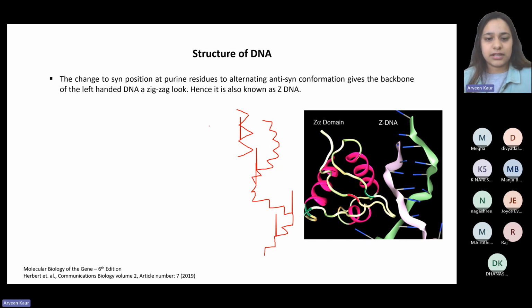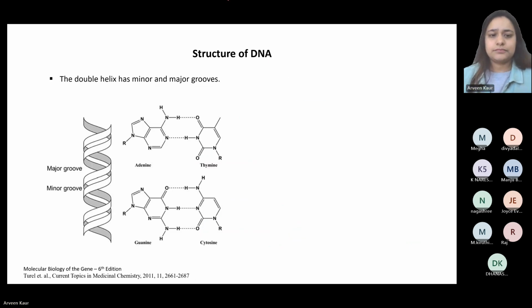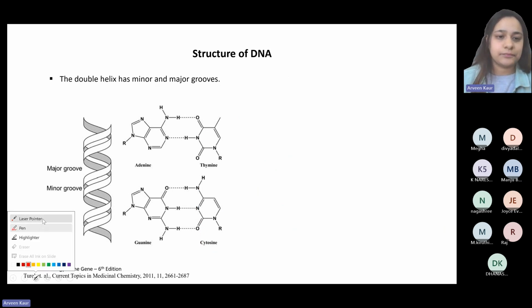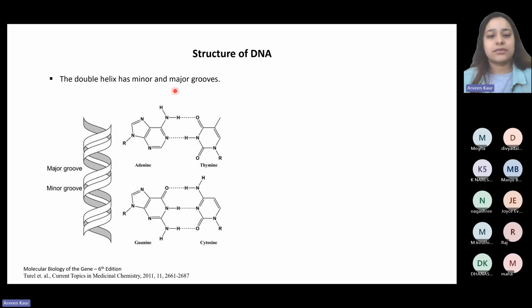So instead of the straight kind of DNA that we see now, it will be a zigzag kind of DNA, right? So this is basically what is known as Z-DNA. Coming back to the general structure of DNA, it also has a double helix. The double helix has two grooves, right? One is a minor groove and one is a major groove. So I hope you all are aware of what the minor groove and major groove are.